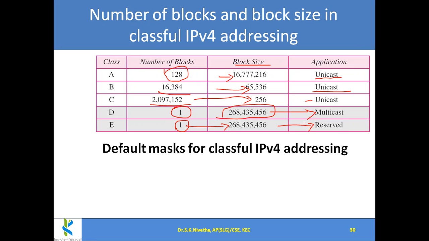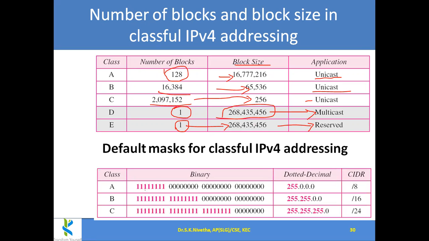The default mask for classful IP addressing for class A is the first 8 bits, so /8. If I represent it in dotted decimal notation, the first 8 bits are all 1, so it is 255.0.0.0. For class B it is 255.255.0.0, and for class C it is 255.255.255.0. So we say /8, /16, /24.